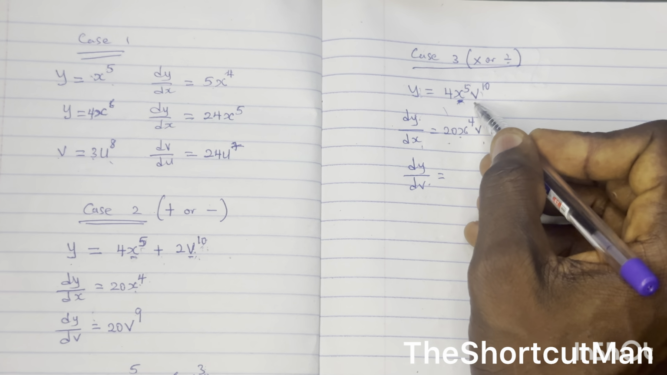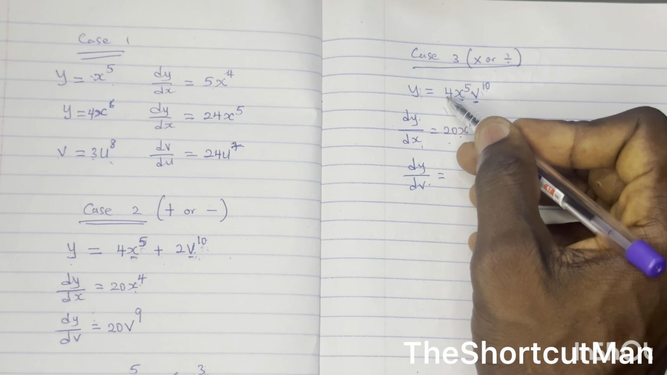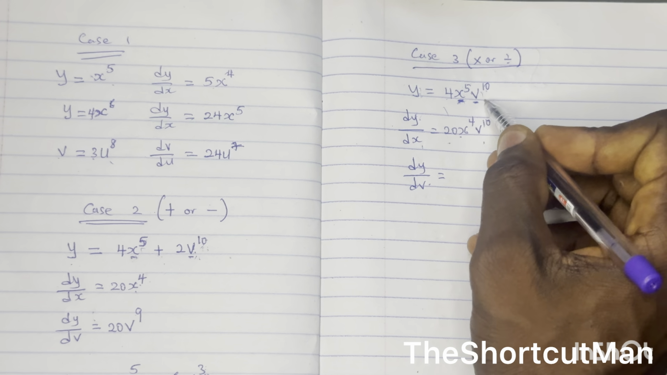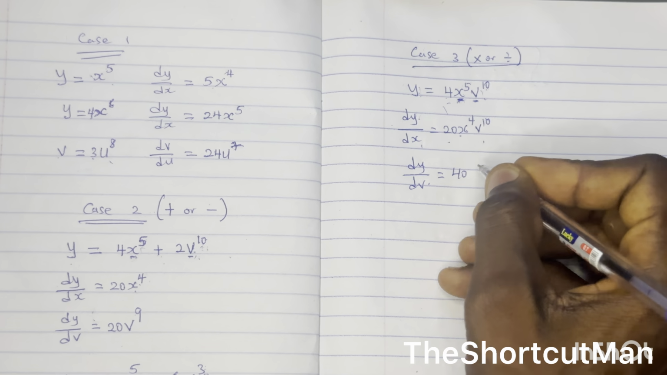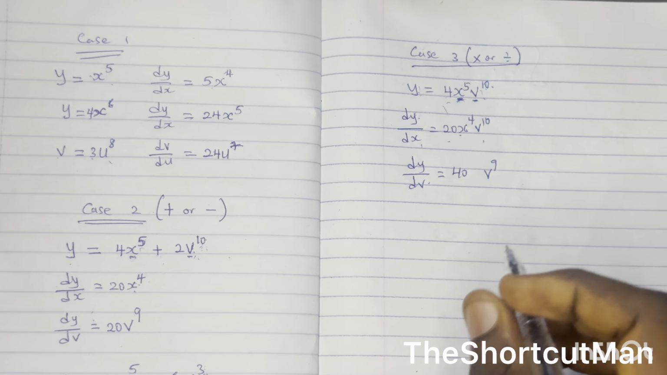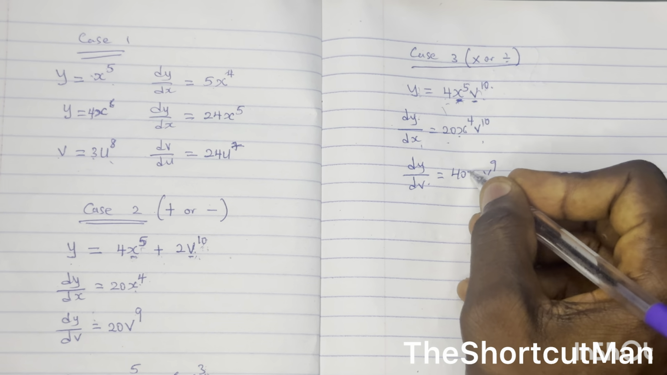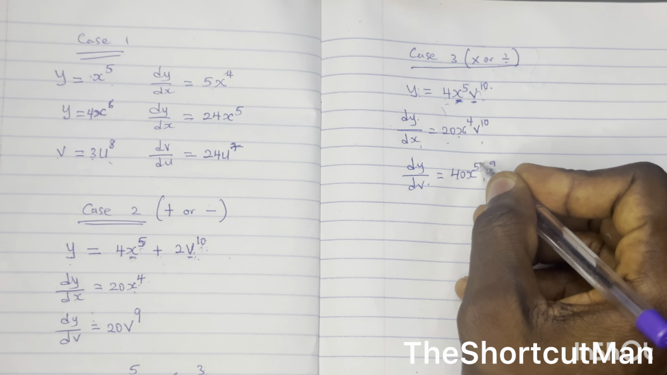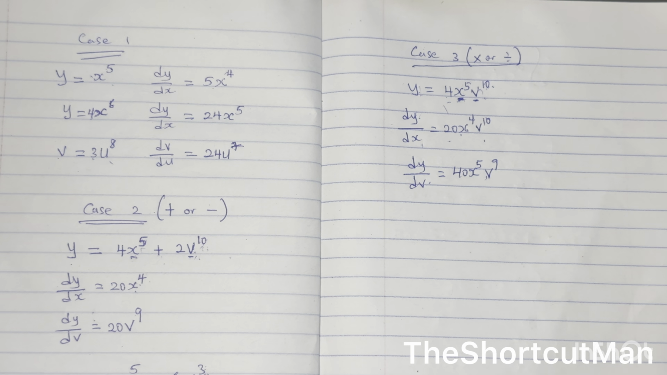Now dy/dv means our target is v. So let's go with v. That will be 10 times 4, since the 4 is a coefficient belonging to both x and v. So 10 times 4 is 40. Then v raised to the power 10 minus 1 is 9. Now we are done with differentiating v, but you have to include x raised to the power 5 without differentiating it. This is the law of multiplication and division.